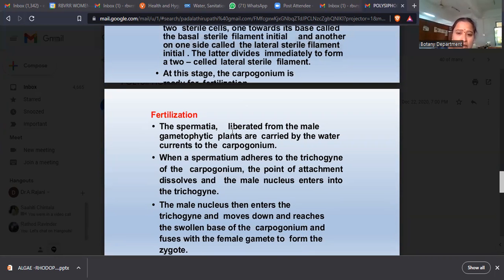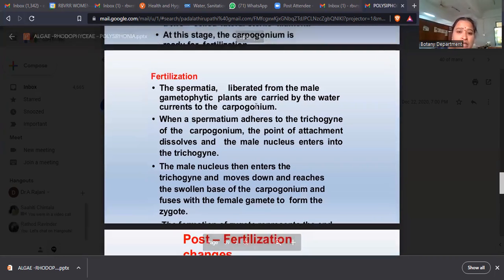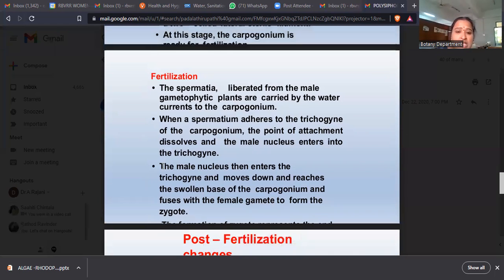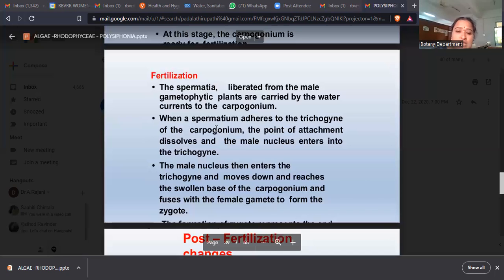The spermatia liberated from the male gametophyte plants are carried by the water current to the carpogonium. When a spermatium enters the trichogyne on the carpogonium, the point of attachment dissolves and the male nucleus enters the trichogyne. The male nucleus then moves down to the swollen basal portion of the carpogonium, where the nucleus fuses with the female gamete to form the zygote.